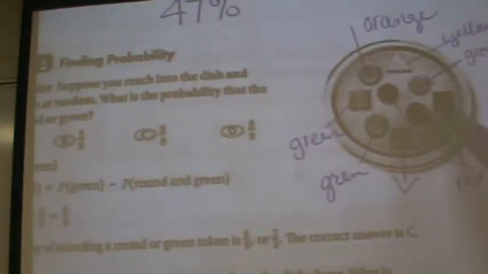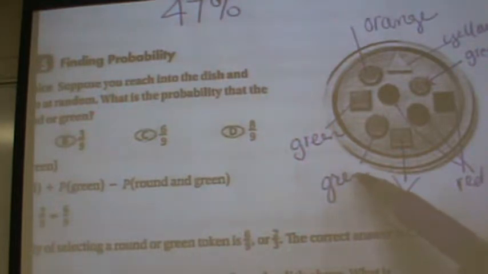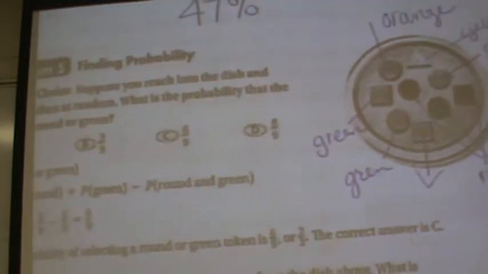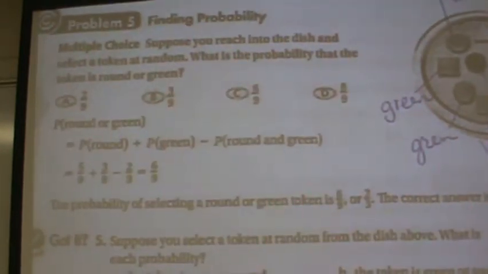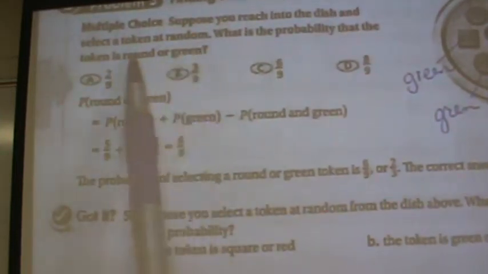Well, we have some that are round. We have some that are square and green. So are these mutually exclusive? No, they're not. Okay? So if I asked you to pick something that was round and green and there was nothing that was round and green, then they would be mutually exclusive. But you can find something that is round and green. So what you do here is you would figure out the probability of each one separately.